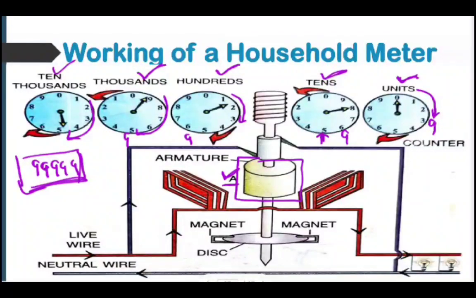All right. So see the attachments as well out here. The armature is connected to a magnet. There's a disc. It rotates the armature. The armature is connected to the various dials, and that tells us how many units of electricity we have used. Then it is multiplied with the basic per unit charge, and we get our electric bills.